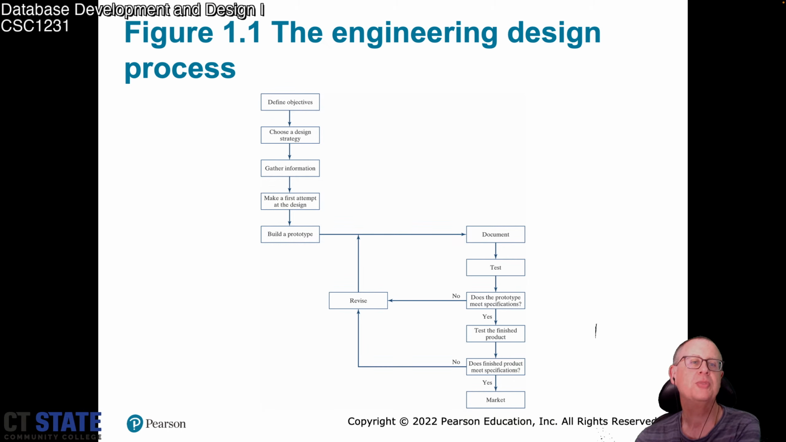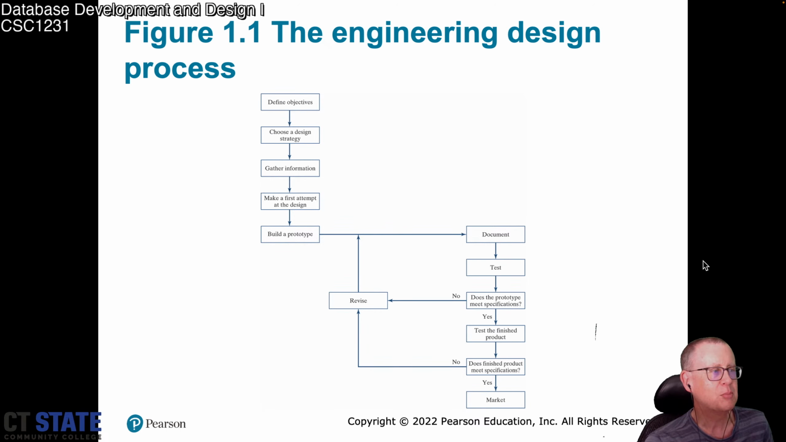So there's define objectives, choose a design strategy, gather information, make a first attempt at the design, build a prototype, document the prototype, test it. Does the prototype meet specifications? Then you revise and go round that top loop perhaps. If it does meet spec, then you test the finished product. Does the finished product meet specifications? If it doesn't, then you revise. If it does, then you can take it to market. And that's one way to think about it.